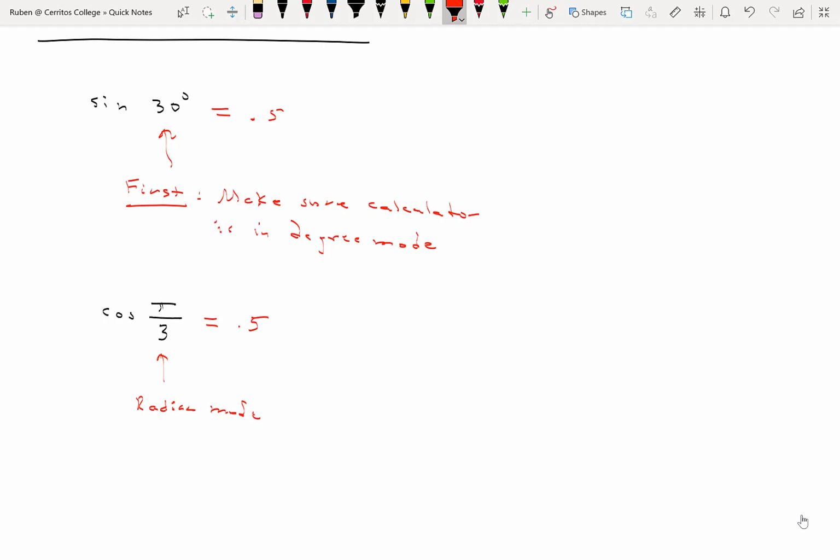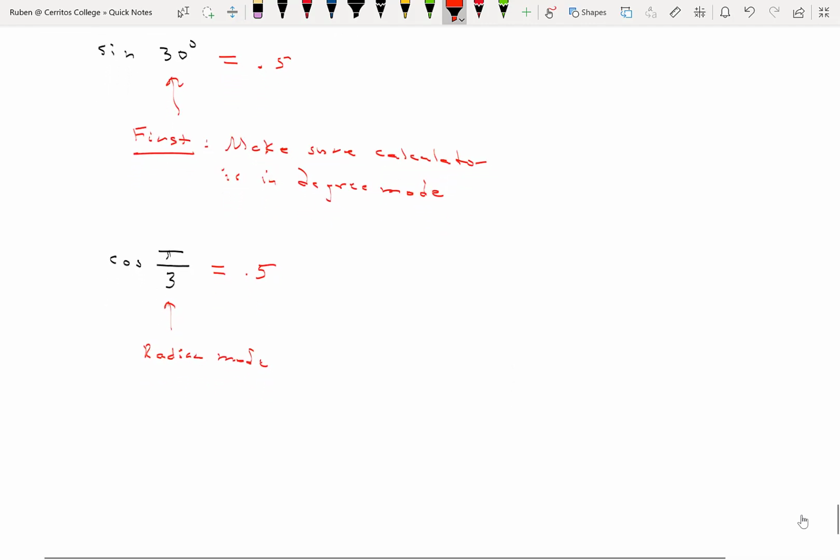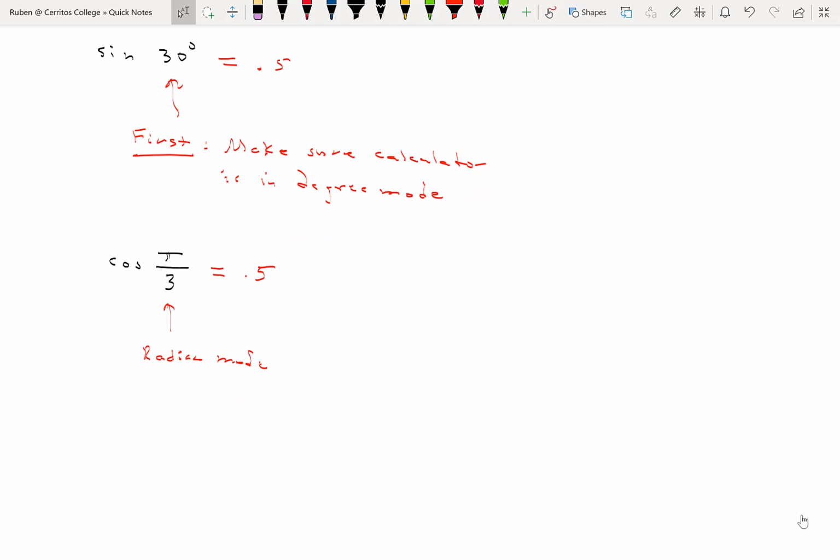Why is it that the sine of 30 and the cosine of pi over 3 are both equal to 0.5? Why is that true? Well, here's the reason. Sine of 30, use the complementary angle theorem, is the cosine, so cofunctions of complementary angles, 90 minus 30.